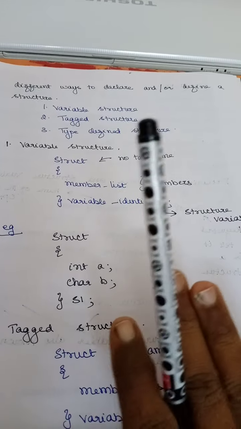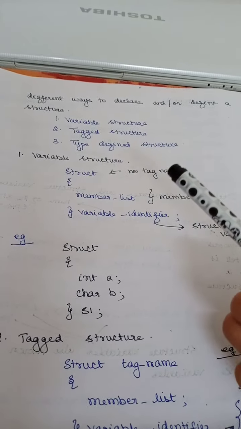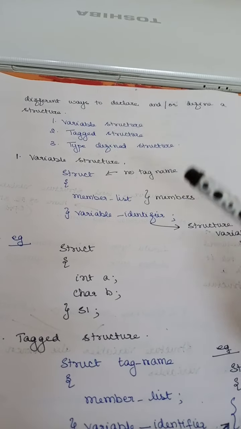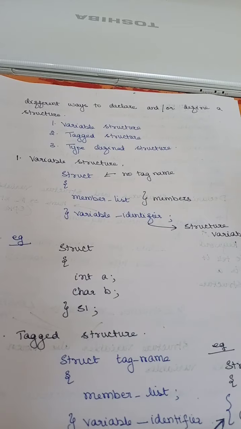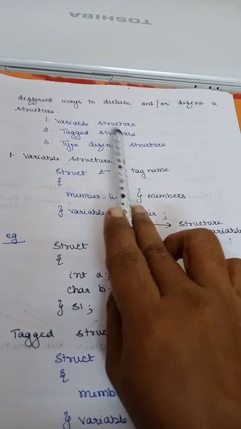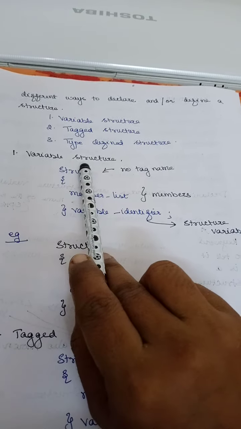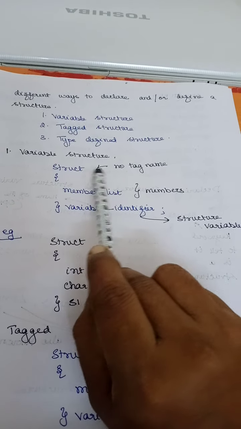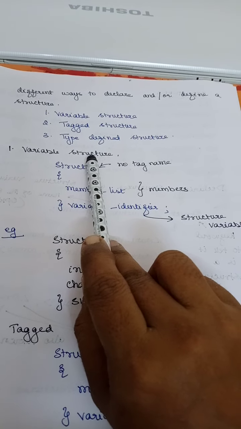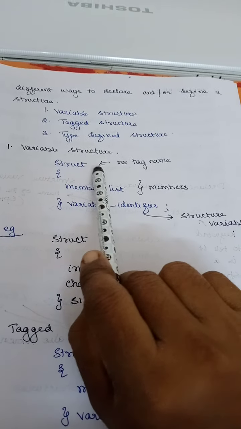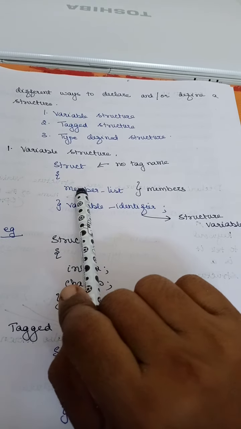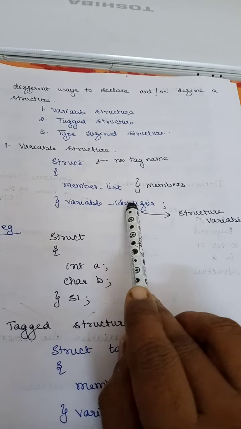Don't worry about all these things. This is for your understanding. Suppose they ask you to write about the structure in detail, then you need to write all these points for 16 marks. Now, variable structure: if I am not specifying the tag name, then you are going to call it a variable structure type. So I can also write struct without the name, and then I have my members, and then I have the variables.